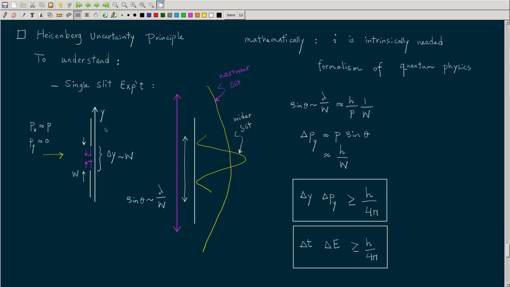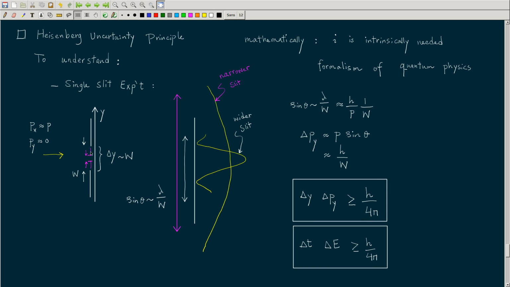we use the single slit experiment. So let's say the particles are coming in with momentum in the x direction, in the y direction the momenta are almost 0, and we want to find out where on the y-axis these particles sit. Okay, so what you do is make the width of this slit narrower and narrower, and it shows the uncertainty in the measurement of y. So delta y is proportional, it's almost w, right? The w is your uncertainty in measuring y.